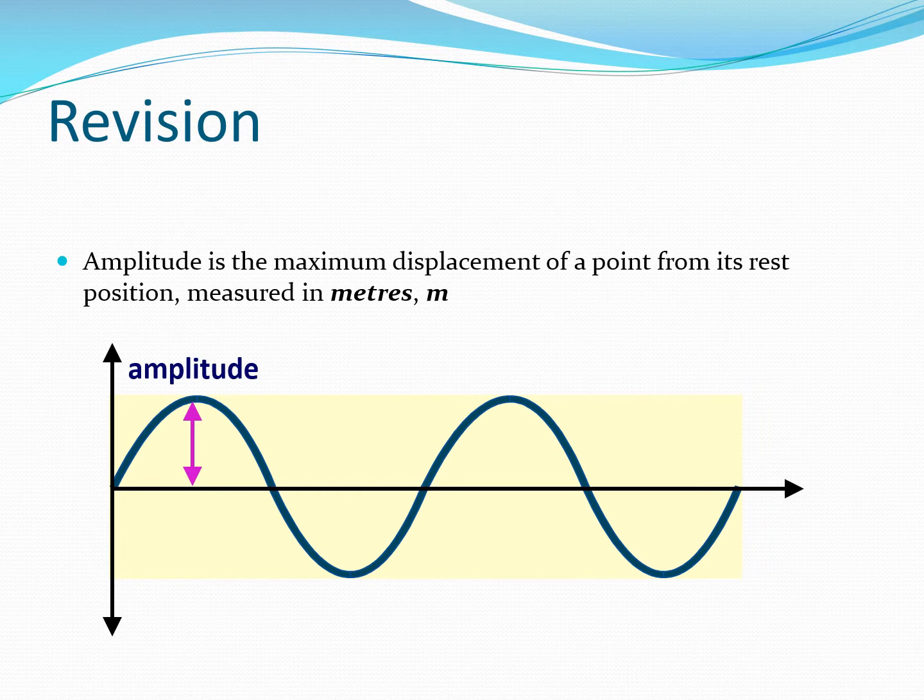Then the amplitude is the distance between the rest point in a wave and the crest, or the rest point and the trough, and it's also measured in meters.